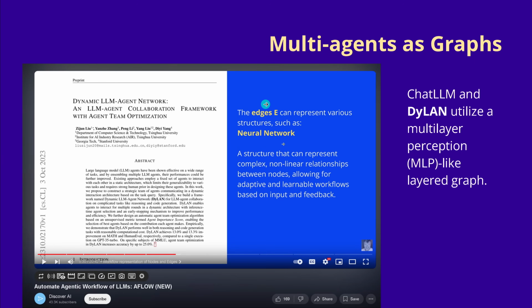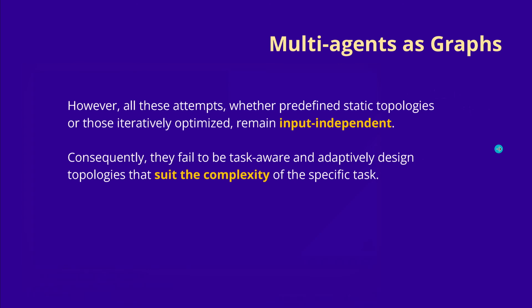For example, if we see the edges now as a representation of a structure like a neural network, that can represent complex nonlinear relationships between the nodes, allowing for an adaptive and learnable workflow based on input and feedback. I showed you in this video the beautiful dynamic LLM agent network, where in October 2023, Stanford University and Tsinghua University, Georgia Tech, gave us a beautiful solution to this. So our chat LLMs and our dynamic LLM agent networks utilize simply a multi-layer perceptron-like layered graph.